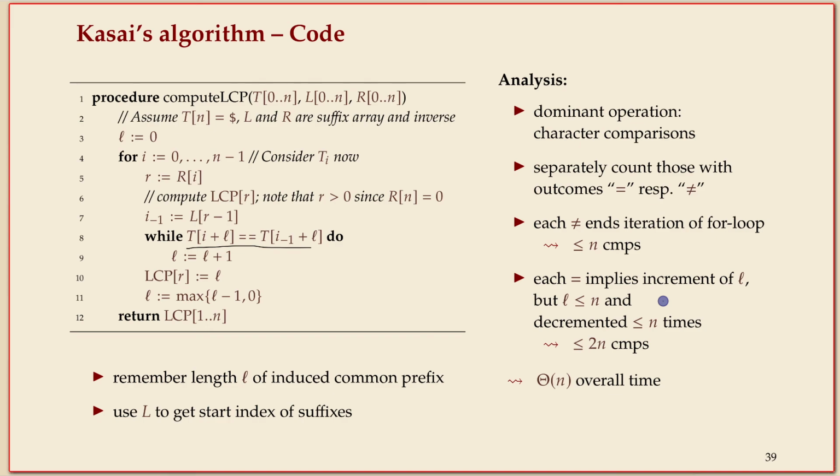Whenever we have an equal outcome, we increment L. So far, that's all we can say, but L can be at most n because it's a length of a common prefix, and it's only decremented by 1 once for each of the outer iterations. So we can decrement it at most n times. So overall, it can only be incremented 2n times in the worst case, and probably less. So for both of the outcomes, we have a bound in terms of n, so the overall cost is linear.